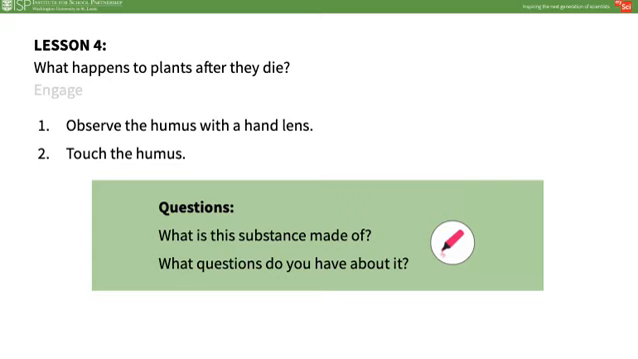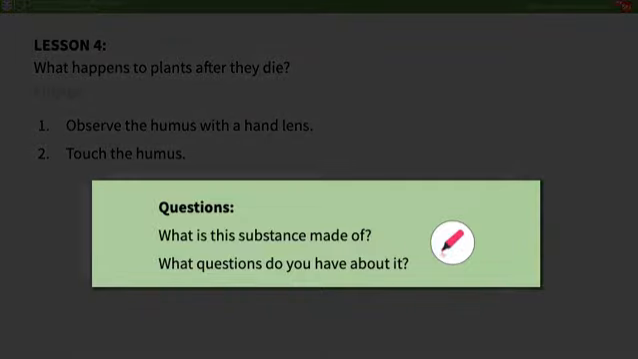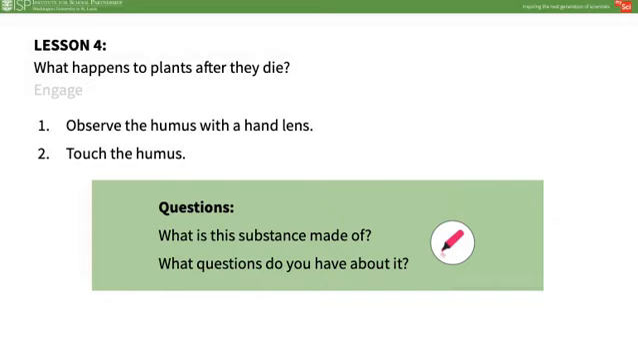Next, give students the small bags of humus provided in your kit. Allow students to observe the humus with hand lenses and touch it. Ask students probing questions listed here, and record student ideas on chart paper to revisit and see how their thinking has changed after this lesson.